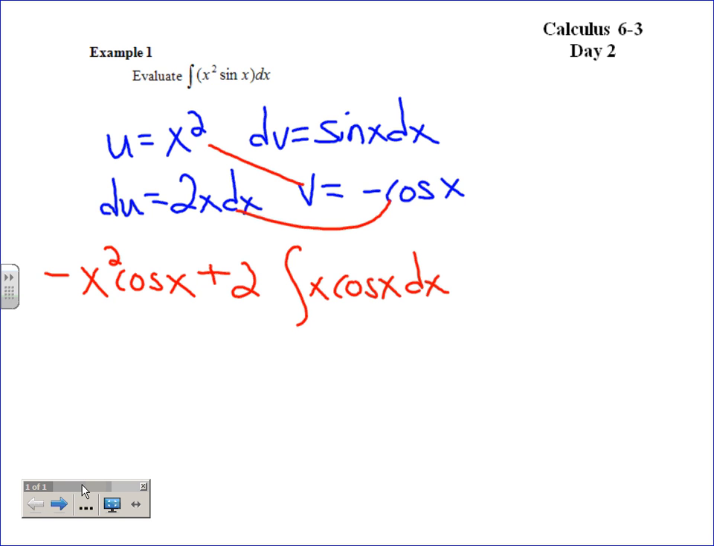Our goal is hopefully, once we get to here, it's something we can take the antiderivative of without too much difficulty. Unfortunately, substitution doesn't work there. And our only choice then is integration by parts.